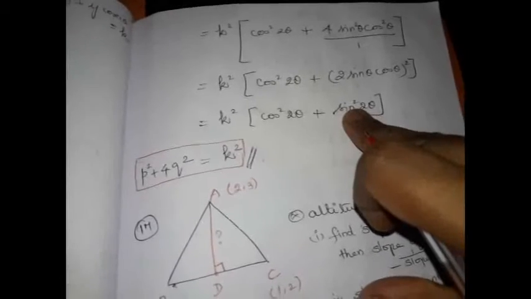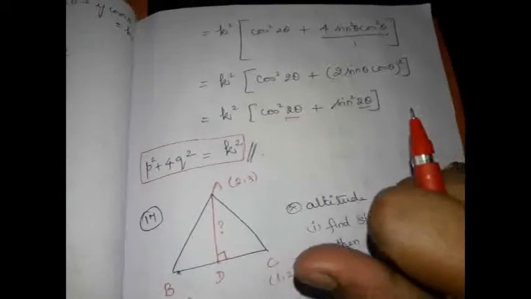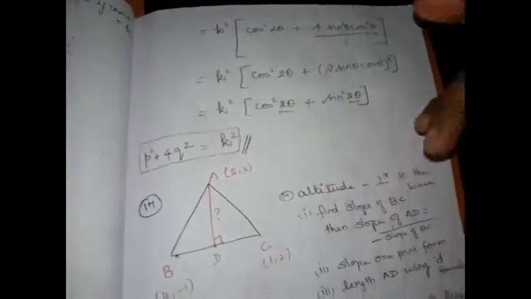Now cos square theta plus sin square theta is equal to 1. Whatever the value of theta is, if we have cos square theta plus sin square theta, here also the angle is 2 theta. Therefore, cos square 2 theta plus sin square 2 theta is going to be 1. Right? Therefore, we got p square plus 4q square equals k square. Hence, we proved. This is simple substitution of the values in the formula.